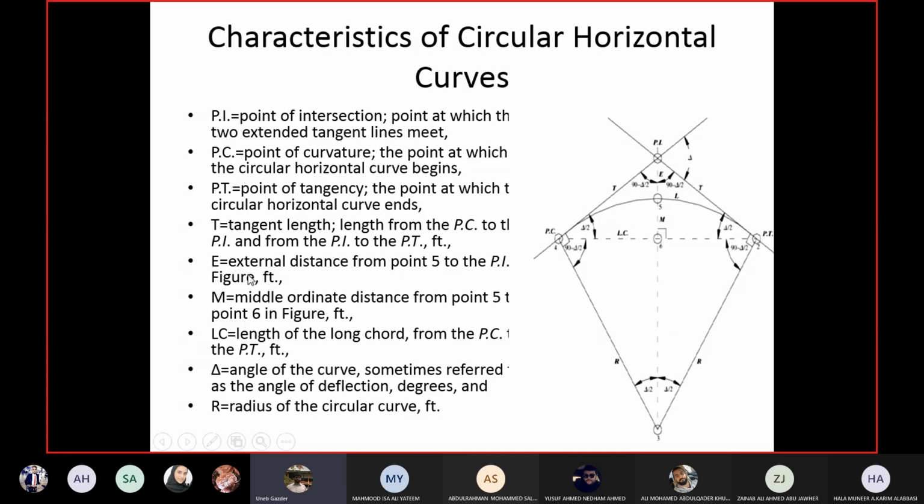Then you have the tangent length, which is the length between PC and PI, or PI and PT. The distance along the first tangent from PC to PI, or along the second tangent from PI to PT, is the same, which is the tangent length. Then we have external distance here. What is external distance? If you draw a line from PI to the center of the curve, the point where this line intersects the curve they are calling point 5 here.